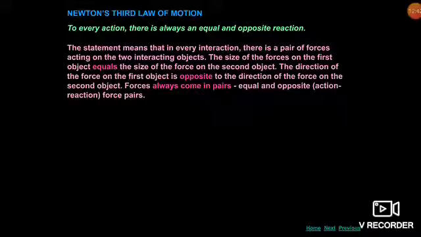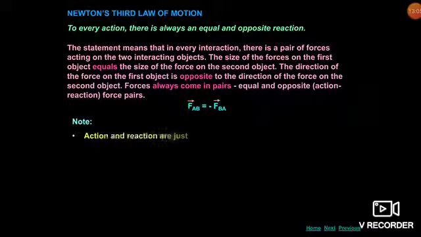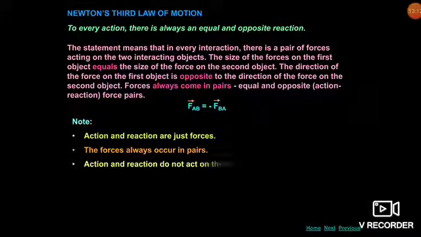Forces always come in pairs, equal and opposite. Action, reaction, force pairs. If we say force is applied by A on B, then it will be equal to the force applied by B on A, but in the opposite direction. That's why we have placed a negative sign in the equation. Note, action and reaction are just forces. The forces always occur in pairs.